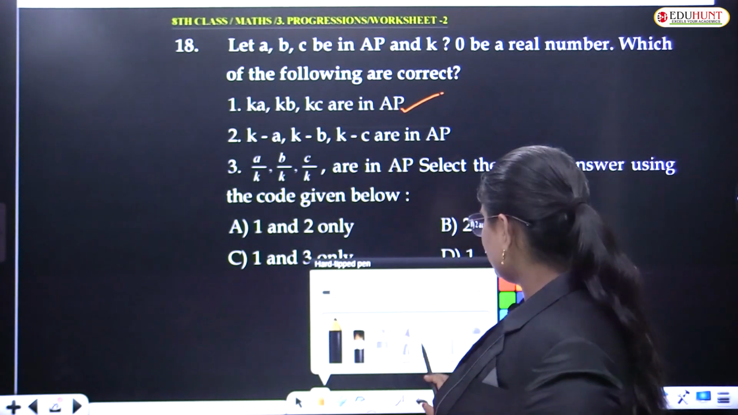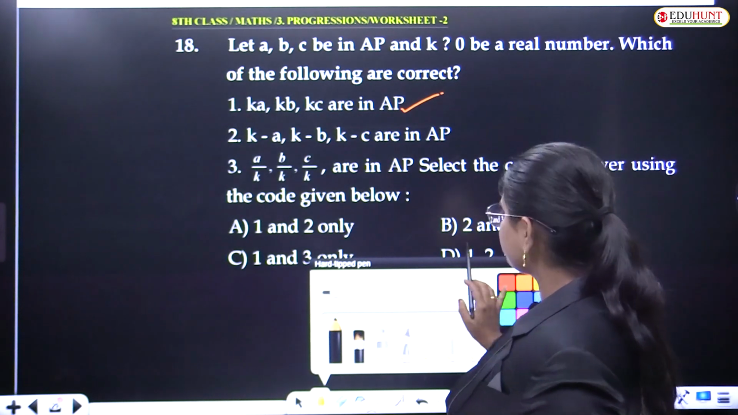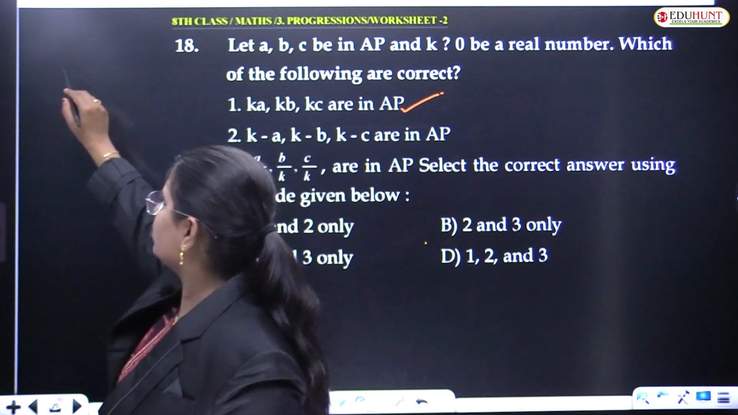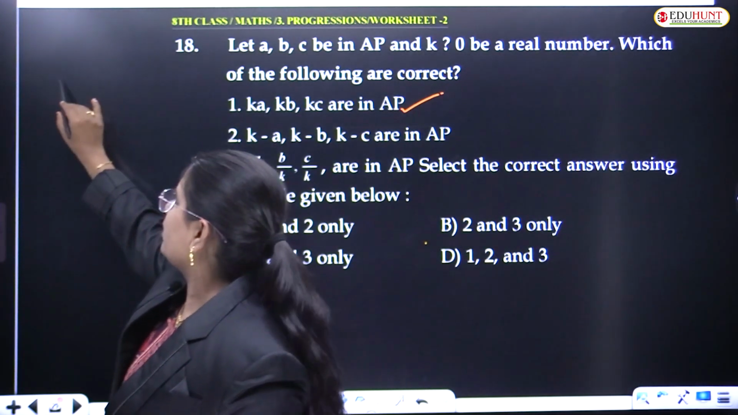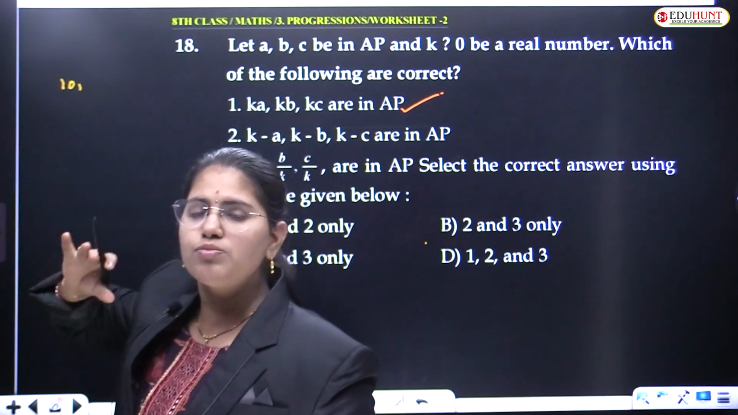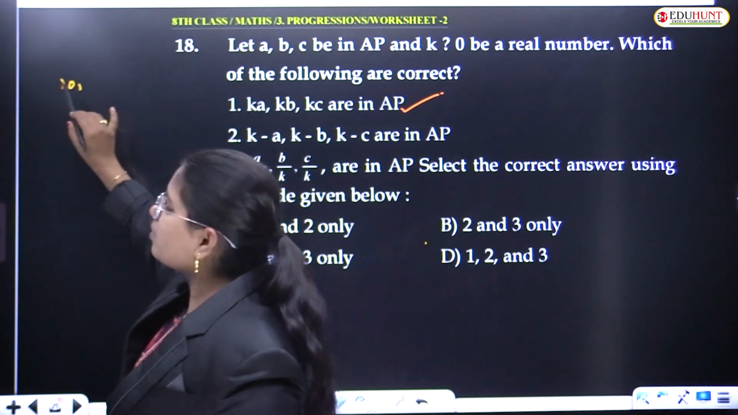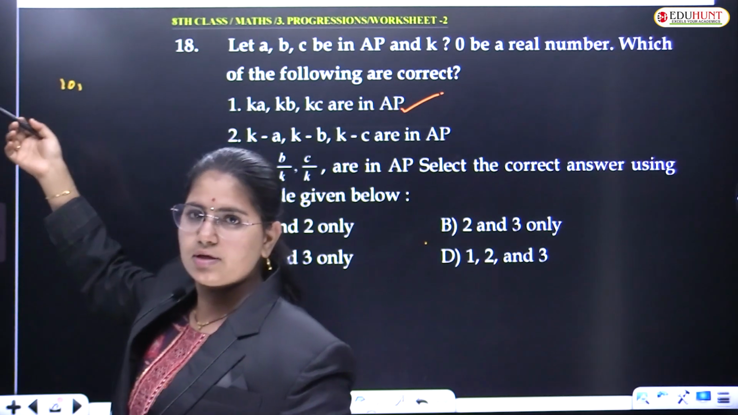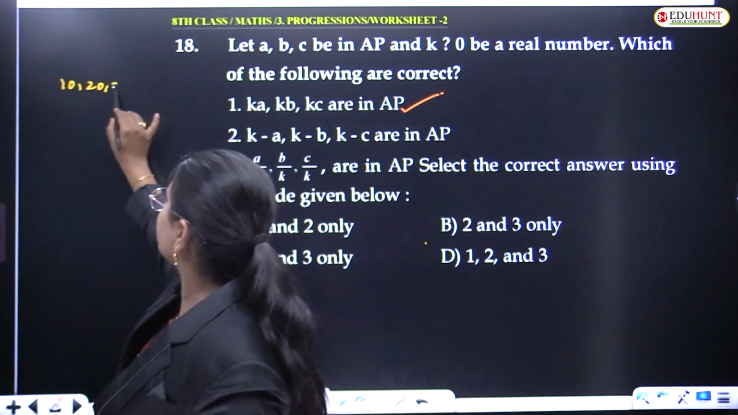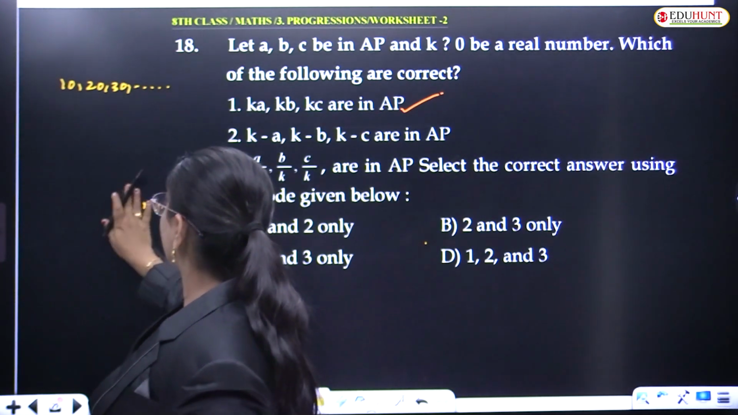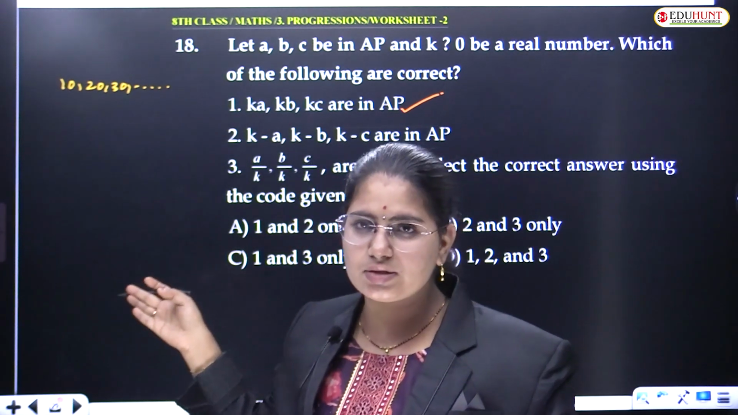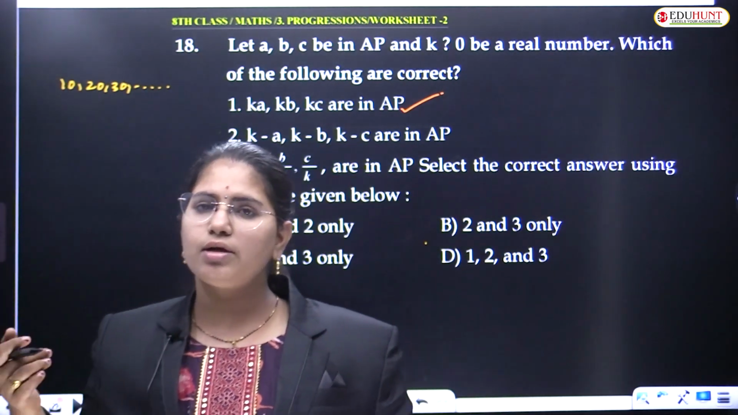So let us evaluate this statement with a proper example. As they have given A, B, C are in AP, I have to take such A, B, C which form an AP. So can I take A as 10, B as 20, C as 30, because the common difference is 10 over here? Of course, I can take 10, 20, 30 in AP, because the common difference is 10, right?